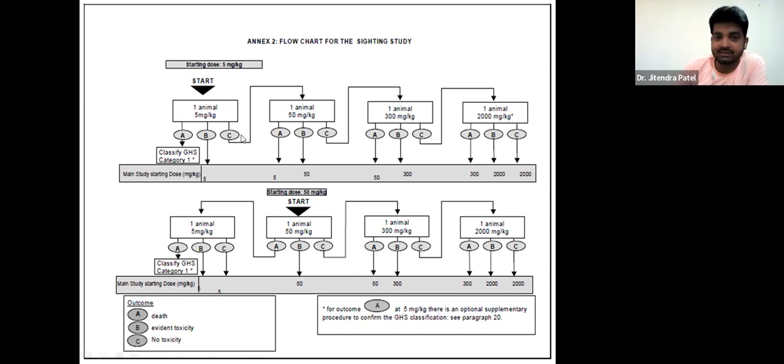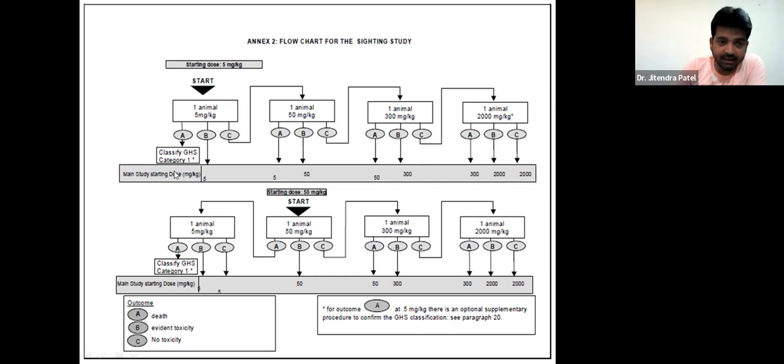The conditions A, B, and C. What are these three conditions? A is death, B is evident toxicity, and C is no toxicity. So what is happening here? If we give 5 mg per kg to one animal, either the animal will die.